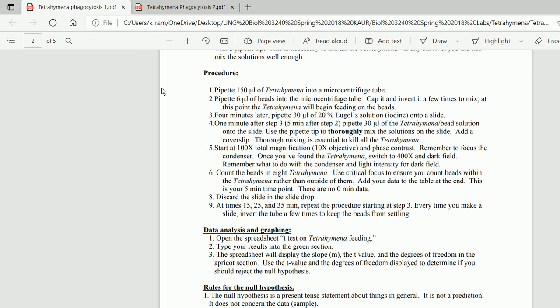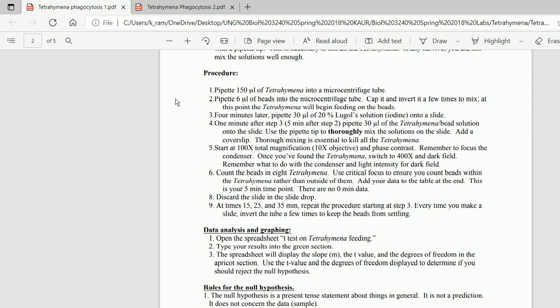After 4 minutes, you are going to take a slide. You're not going to do anything to the tube; let whatever is happening happen. You are going to take a slide, and on that slide, you are going to put 30 microliters of Lugol solution or iodine, 30 microliters of that.